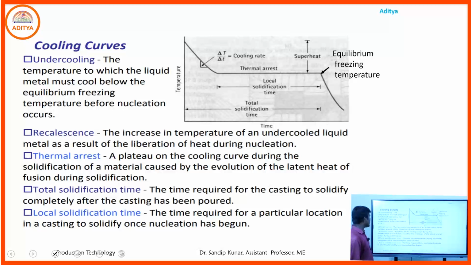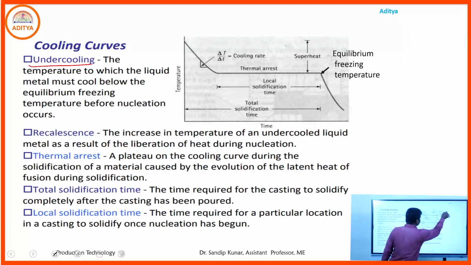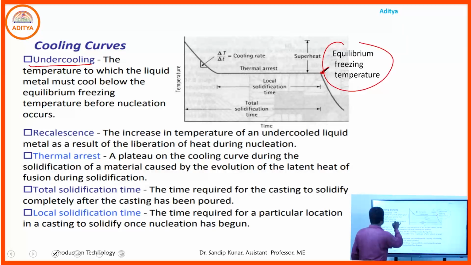That is an important curve, the cooling curve. Already I have told you, undercooling means the temperature to which liquid metal must cool below the equilibrium freezing temperature. That point shows the equilibrium temperature. The liquid metal, the molten material, cools below the equilibrium freezing temperature, and below that point solidification will start.